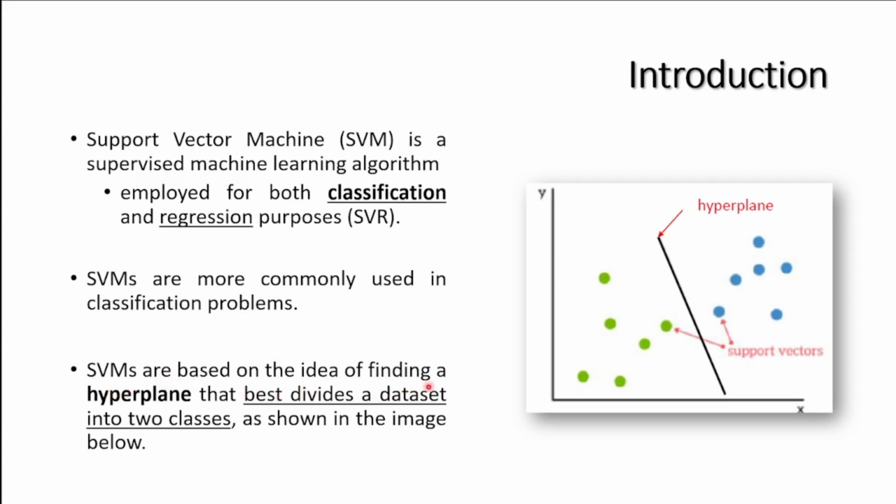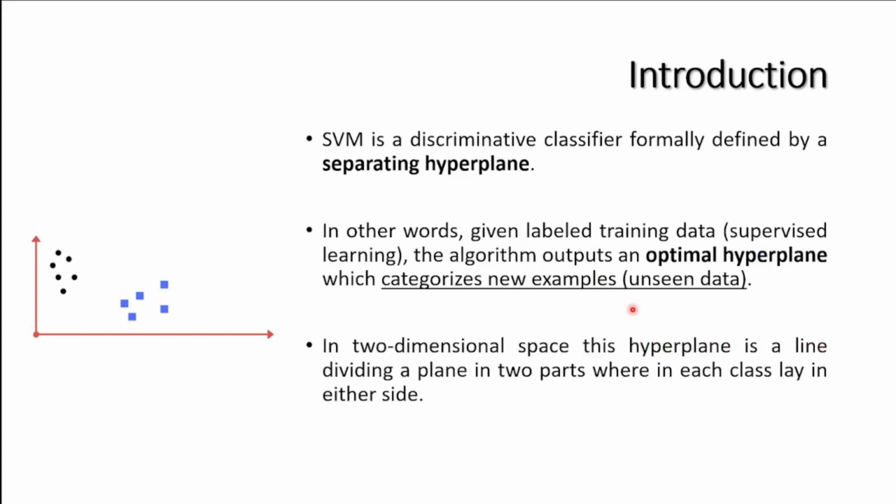SVM is based on the idea of finding the hyperplane. Remember in part 1 we discussed the hyperplane, which best divides the dataset into 2 classes, as shown in the image on the right-hand side. The hyperplane is a single line which separates class 1, the blue class, and class 2, on the left-hand corner, the green class. SVM is a discriminative classifier formally defined by a separating hyperplane. As we mentioned earlier, we are crucially targeting how to plot the hyperplane in the data that we have in our hand.